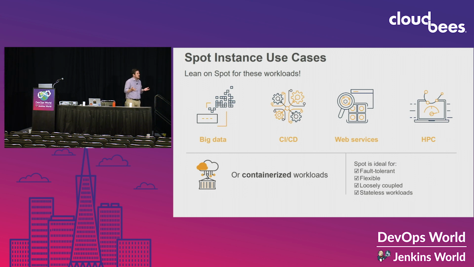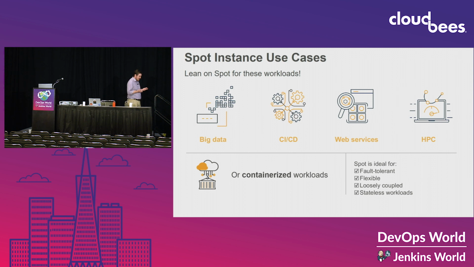High performance computing, that's where most people think about Spot being ideal. If a job fails, you just restart it and rerun it. And if you can save money, great. How many of you are using containers already? Yeah, okay, that's almost as many hands as using AWS.